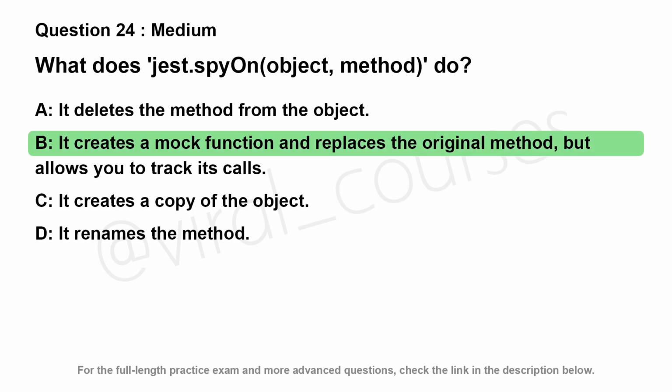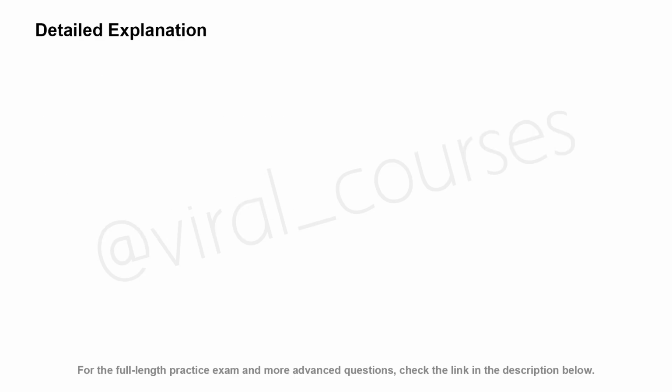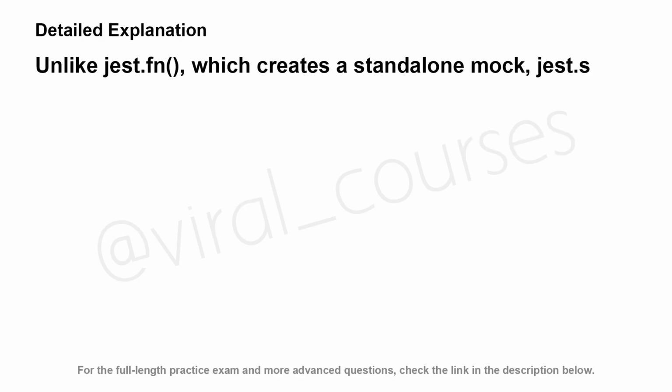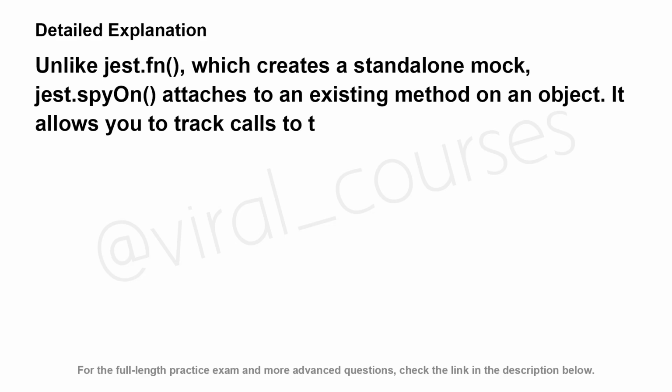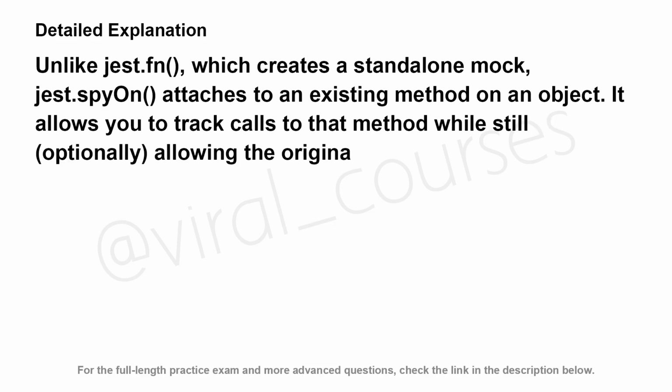The correct answer is B. Unlike jest.fn, which creates a standalone mock, jest.spyOn attaches to an existing method on an object. It allows you to track calls to that method while still, optionally, allowing the original implementation to execute.